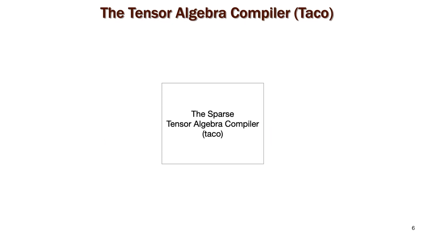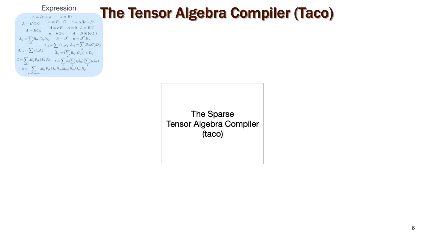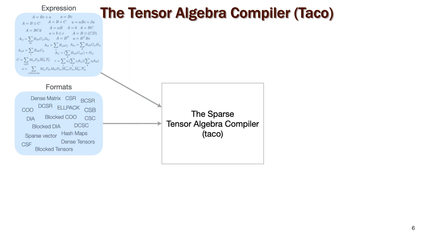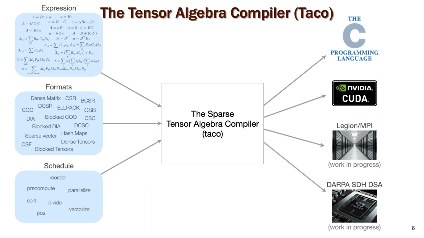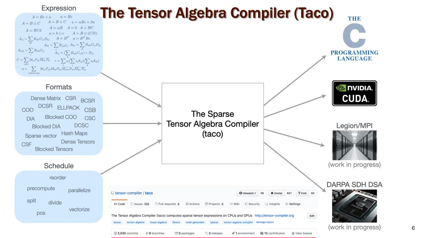So we built this compiler called Taco, the tensor algebra compiler. It can take an expression, any tensor algebra expression. For the tensors, any format out there we can use. And then also we have a scheduling language like Halide that you can use to do further optimizations. And now we can produce C code to run on multicore or on the GPU. And we're also working on some other backends for this one. And this is open source, so you can go and take a look.